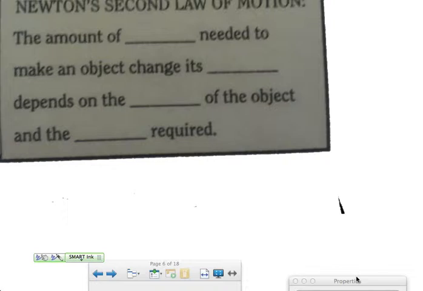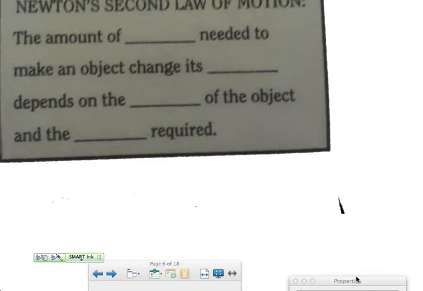Newton's second law. Read it aloud to us with the blanks. Okay. The amount of blank needed to make the object change in blank depends on the blank of the object and the blank required. Okay, remember I said Newton's second law is the most difficult.